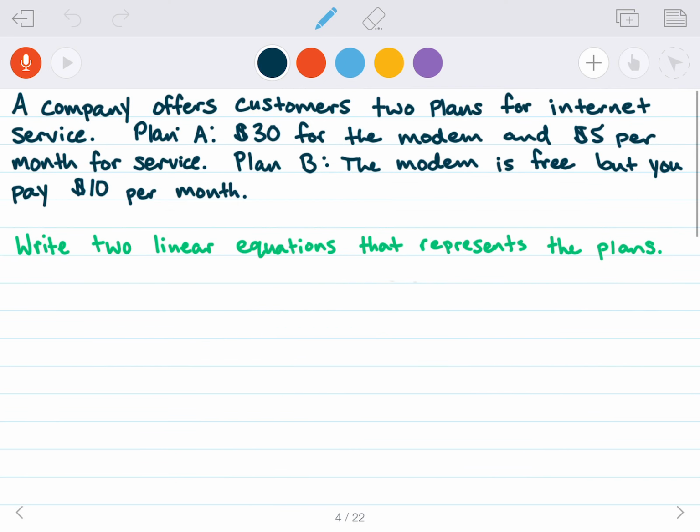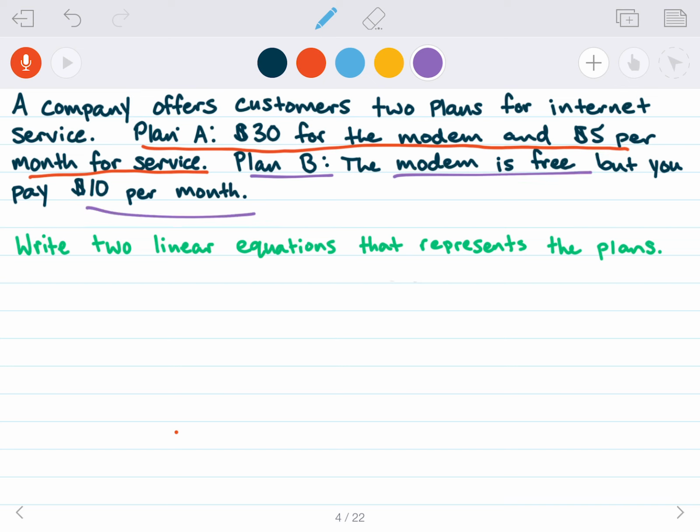Let's do another example, this time with an internet plan. So a company offers customers 2 plans for the internet. Plan A is $30 for the modem and $5 per month. Pretty cheap if you ask me. It's a pretty good deal. Plan B, the modem's free, but you pay $10 a month. Both really good deals. This problem must have been written in the 80s or something, or whenever the internet came out, the 90s, early 90s.